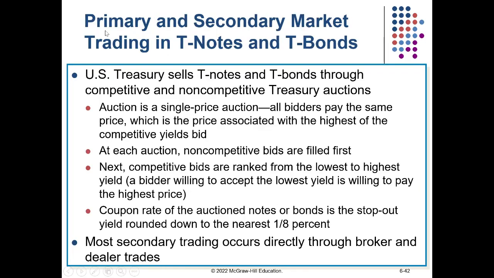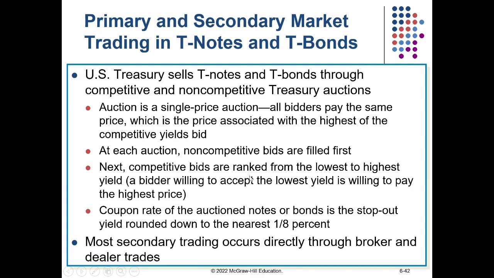So this slide introduces the primary and secondary market trading in Treasury notes and Treasury bonds. The U.S. Treasury sells Treasury notes and Treasury bonds through competitive and non-competitive Treasury auctions. Auction is a single price auction. That means all bidders pay the same price, which is the price associated with the highest of the competitive yield bid. At each auction, non-competitive bids are filled first.